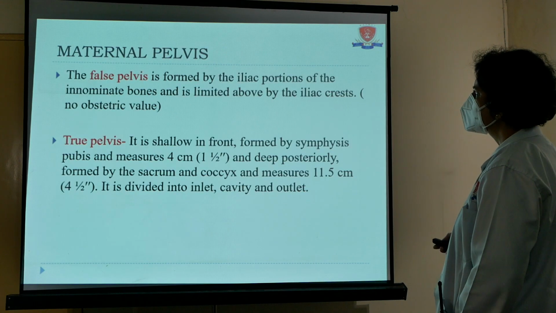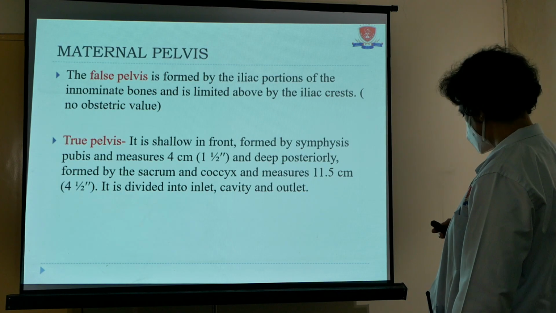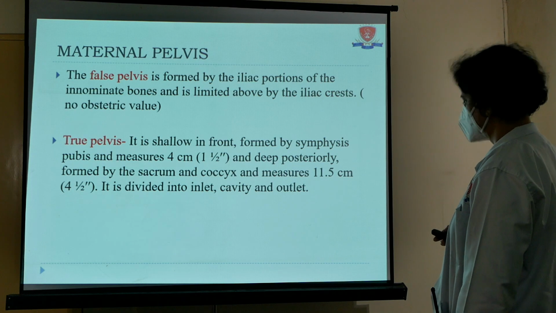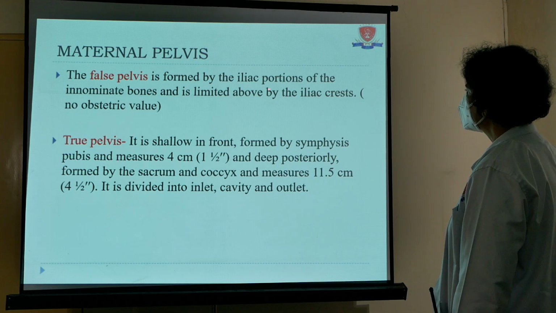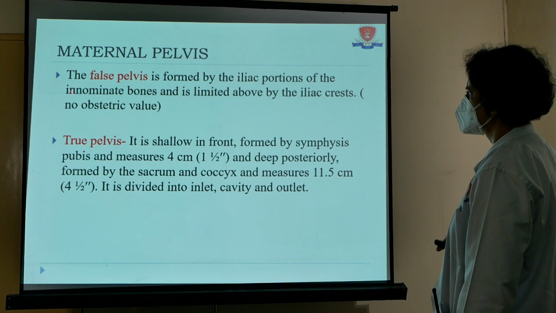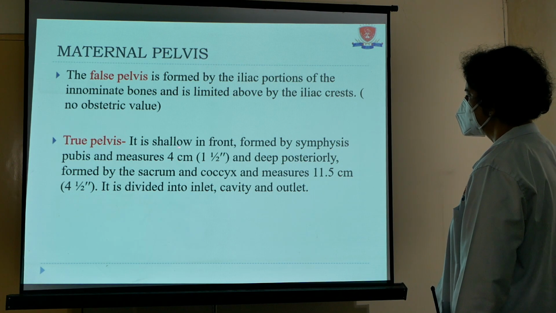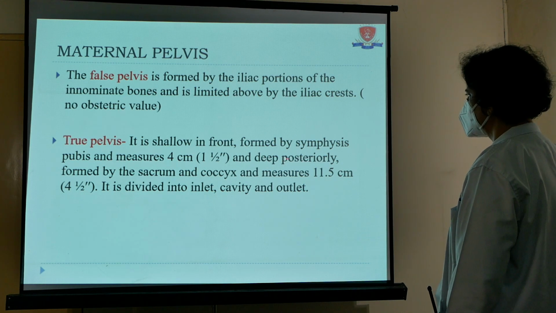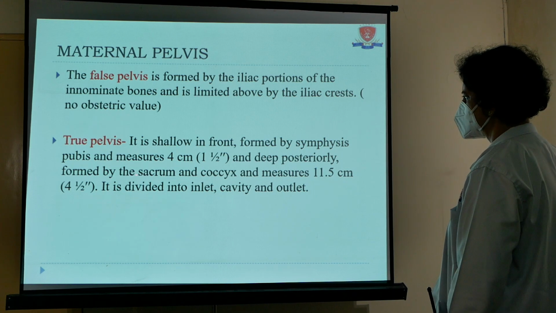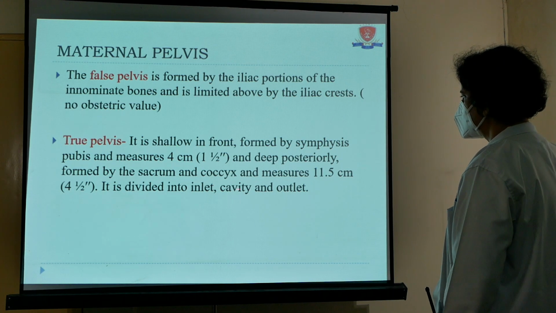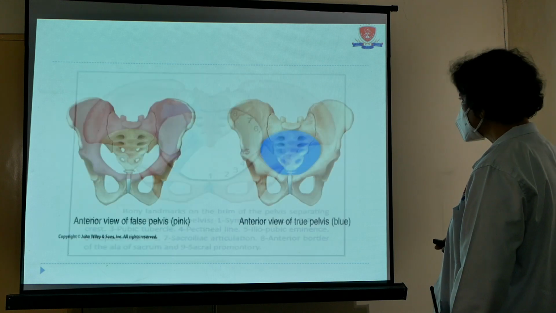Now something about the maternal pelvis. False pelvis and true pelvis. The false pelvis is formed by the iliac portion of the innominate bones and is limited above by the iliac crest. And the true pelvis is shallow in front, formed by the symphysis pubis, measuring 4 cm, and deep posteriorly, formed by the sacrum and the coccyx, measuring 11.5 cm. It is divided into the inlet, cavity and the outlet.